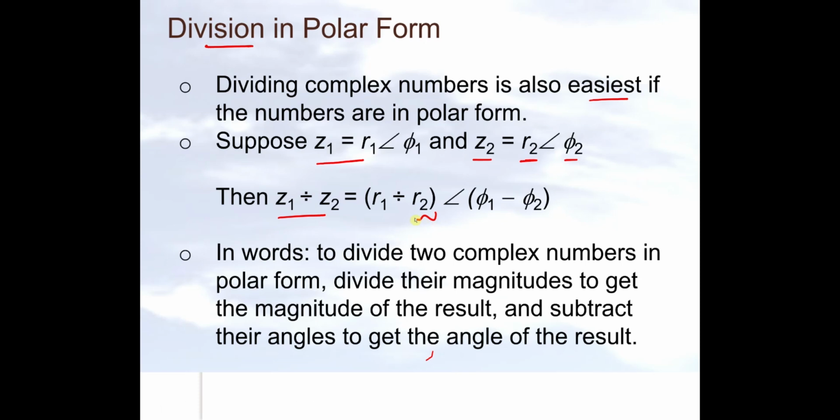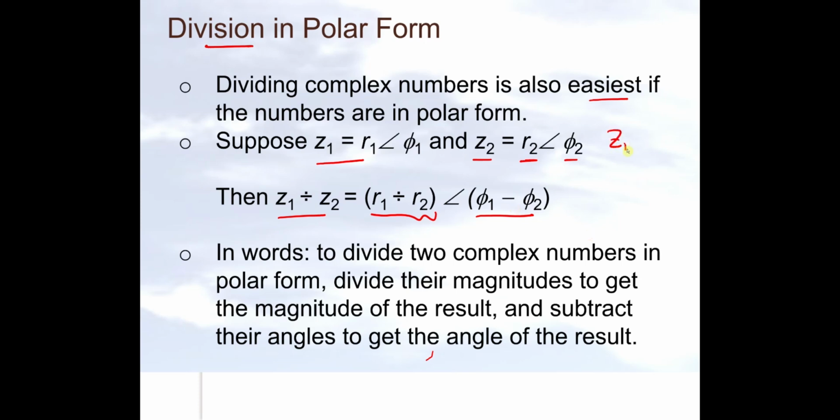The magnitude of the result is equal to the magnitude of the first number over the magnitude of the second number, and the phase of the result is the phase of the first number minus the phase of the second number. The same rule applies to the exponential form.